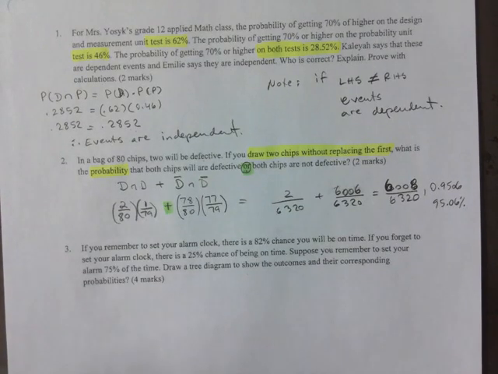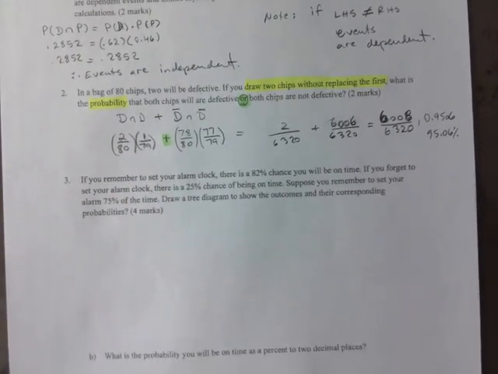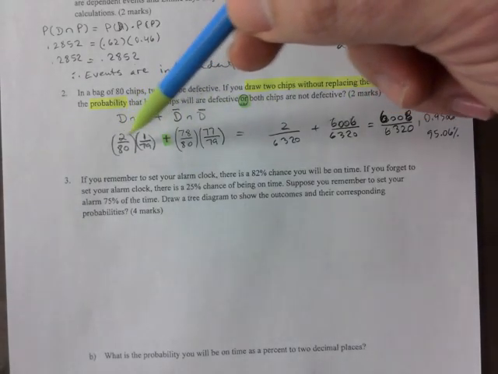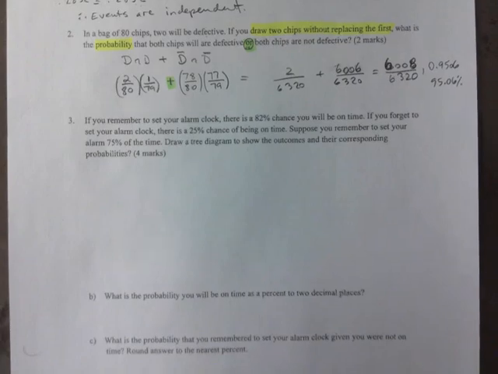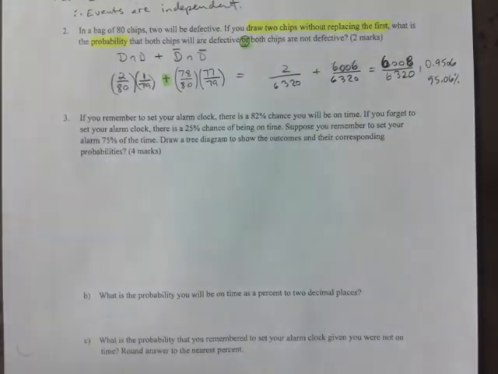Okay, so you had to consider both defective, both not defective. And you know what? If it says this right here where my pencil is, without replacing, you know that it's going to be something like this, right? Two events that are happening and something is changing. Sometimes just the total, sometimes it's the top number as well.